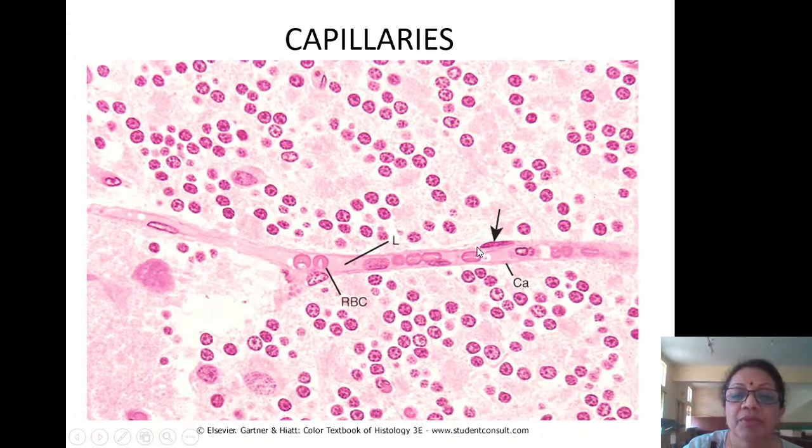So this is a capillary, right? And RBCs are going through it one at a time. There's no space for more than one RBC at a time. That's a lumen, all right? And RBCs are inside. And this is the external tissue, whatever tissue that we have taken it out of.